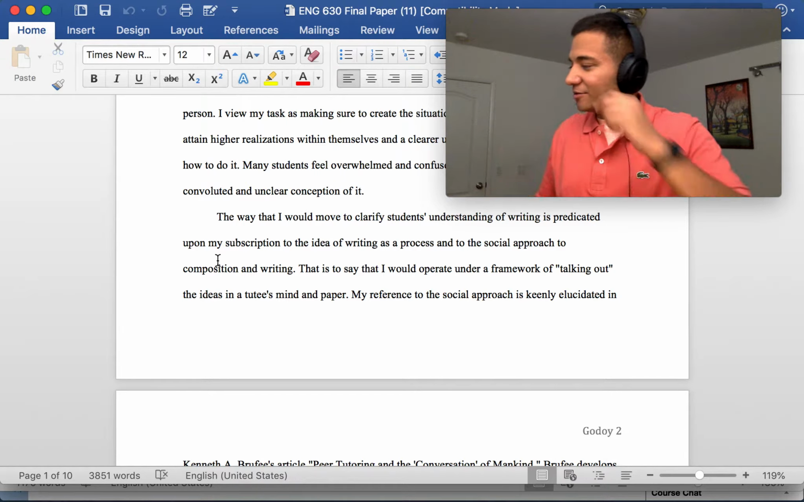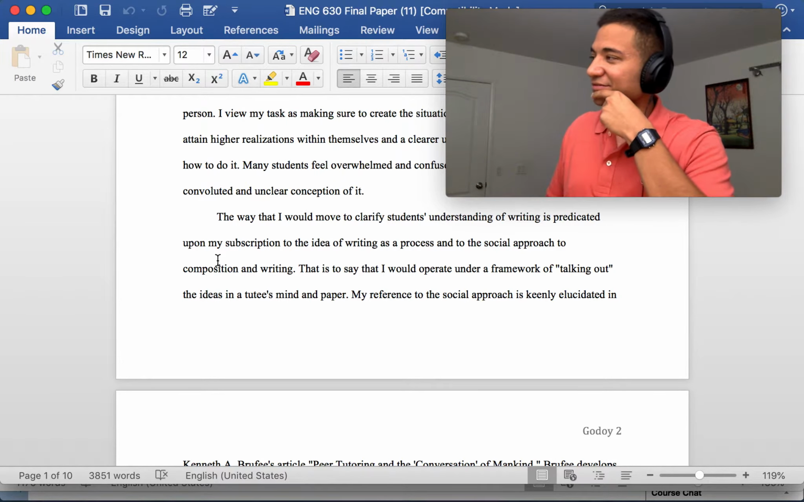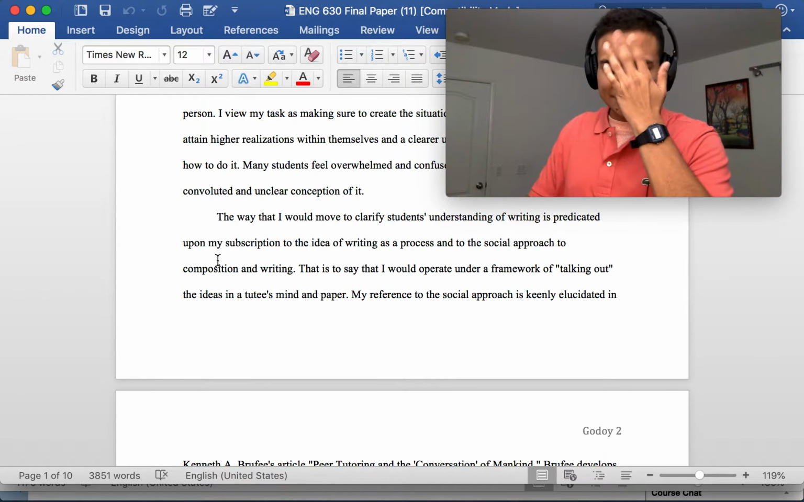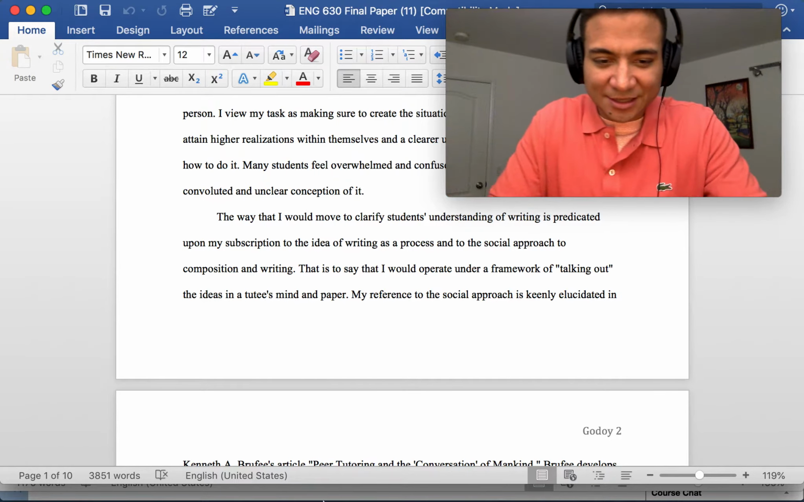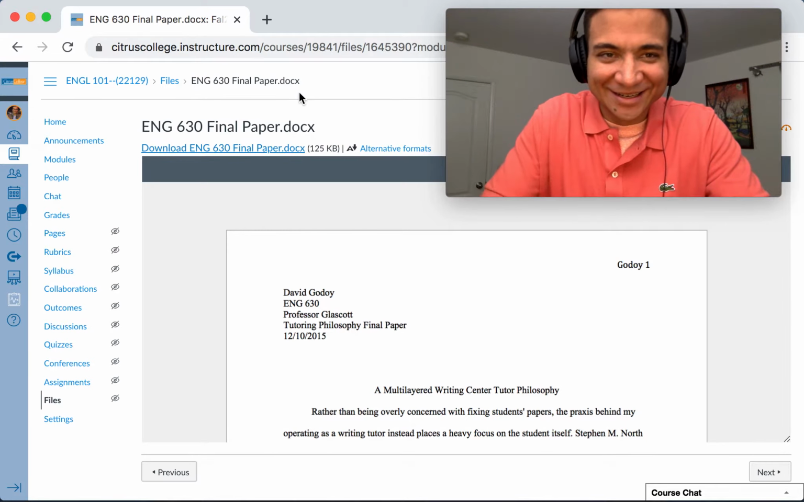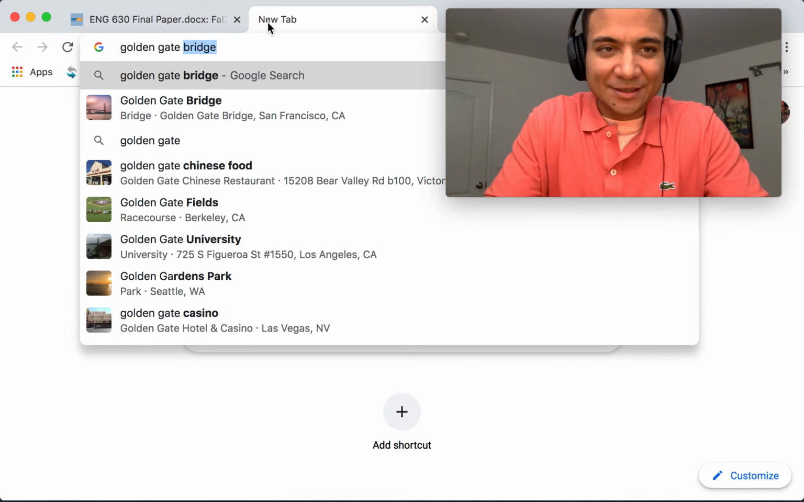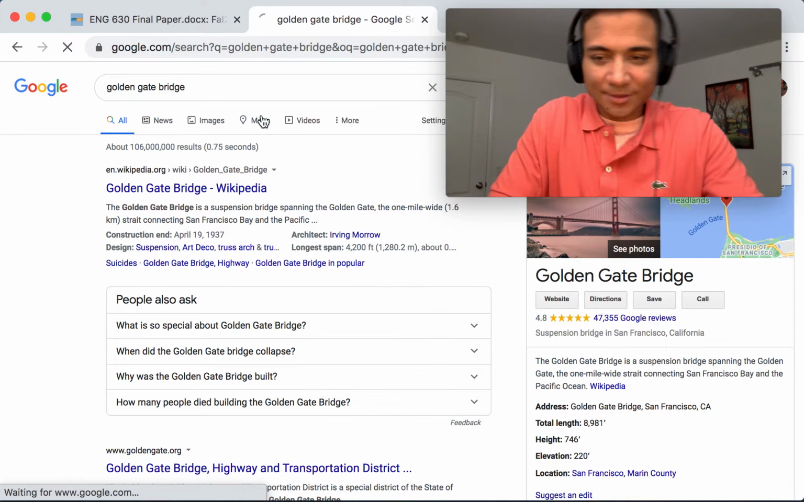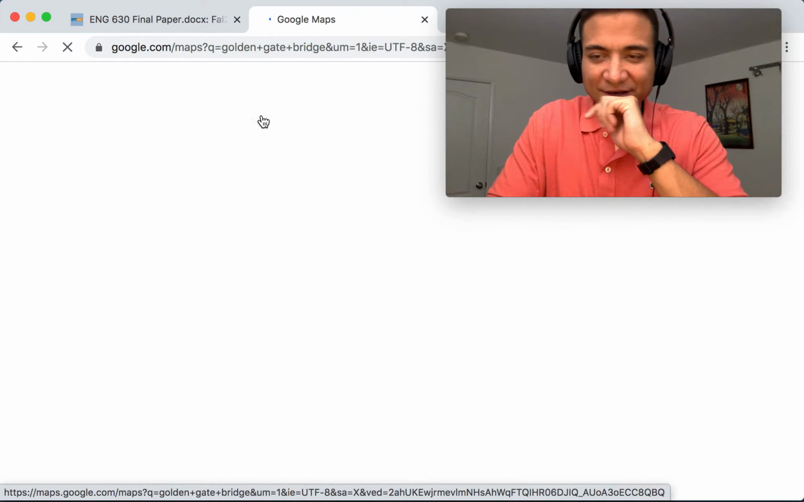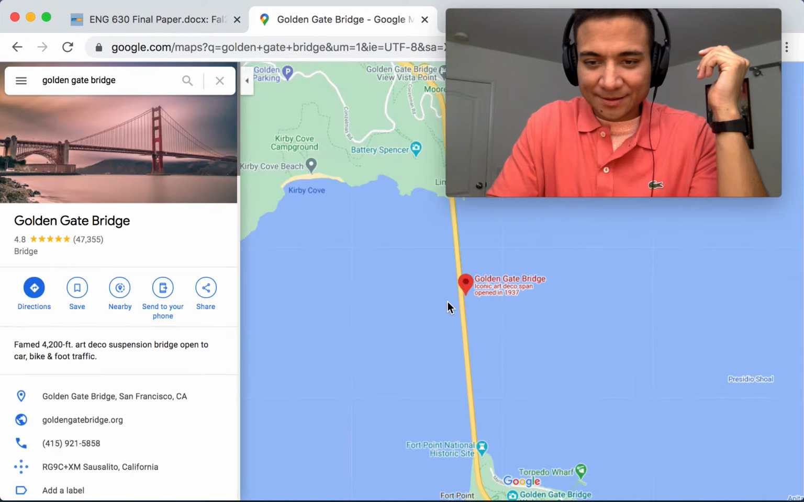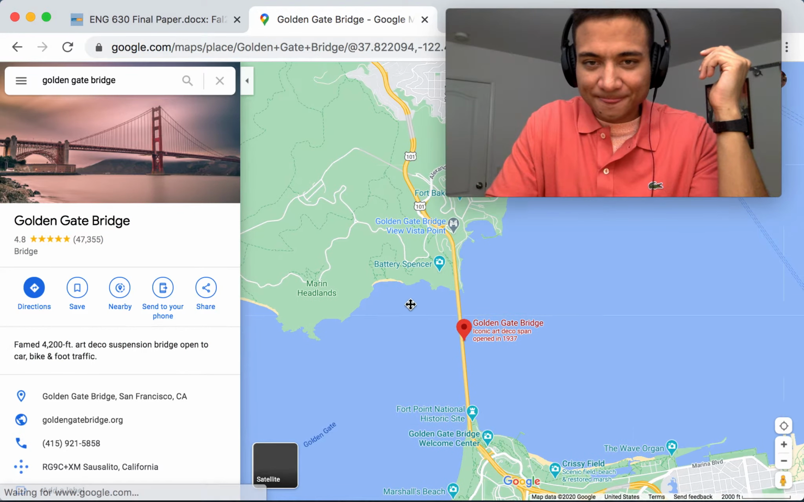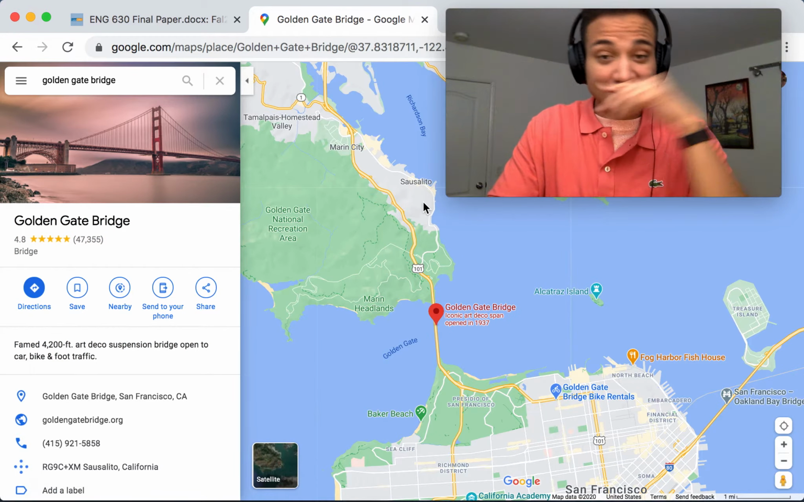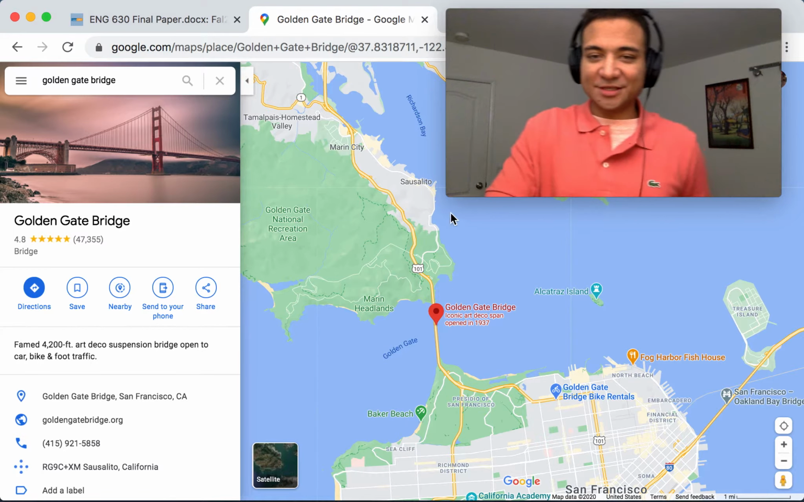What's the city north of San Francisco that you cross the Bay Bridge to get to? I don't remember. You know what? Let's look it up together. Let's see. Golden Gate Bridge. Let's look on the map. I completely forgot. There we go. What is this? Sausalito. Okay.